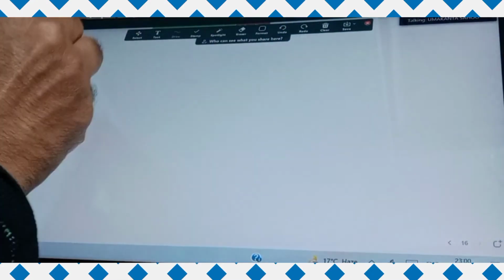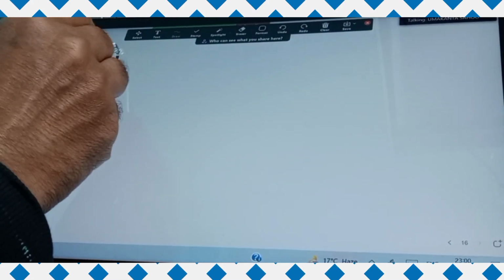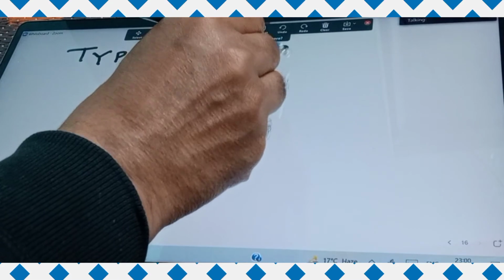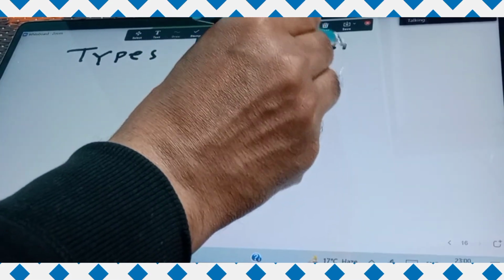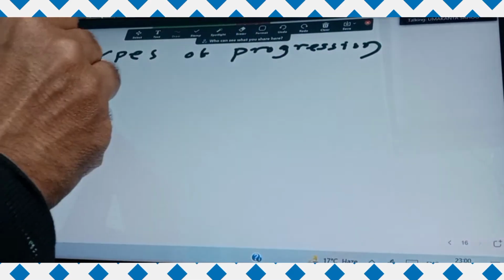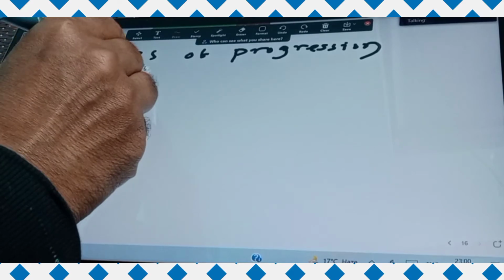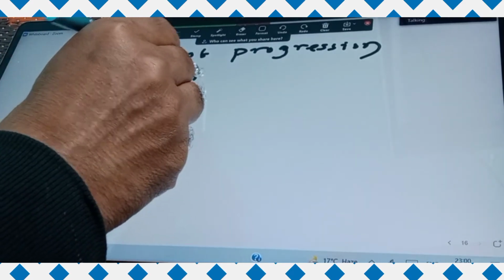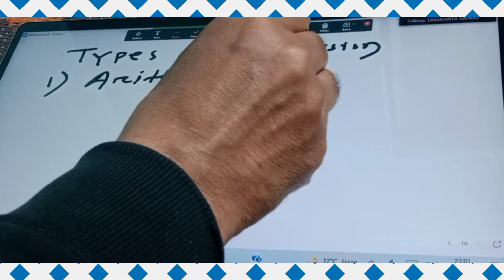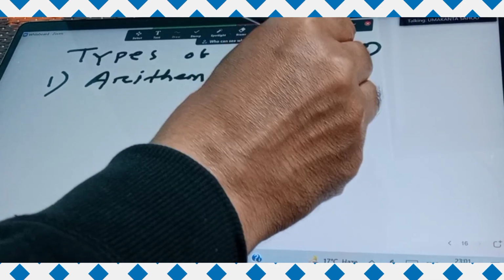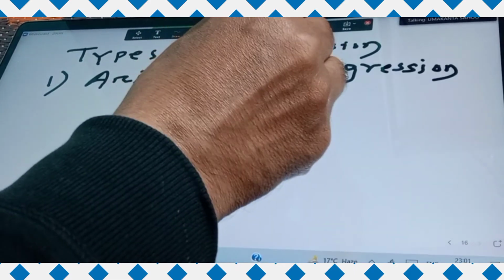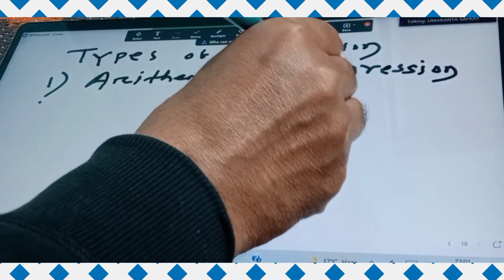What are the types of progression? There are three types of progression you will study. One is the arithmetic progression. We are going to discuss this important concept of arithmetic progression. We have discussed in these chapters arithmetic progression. Another progression is known as what? The second is known as AP, you can say.